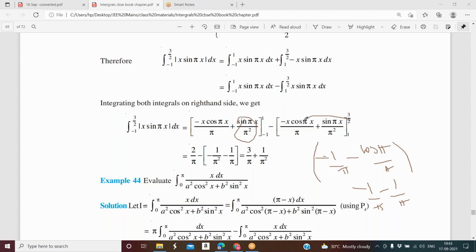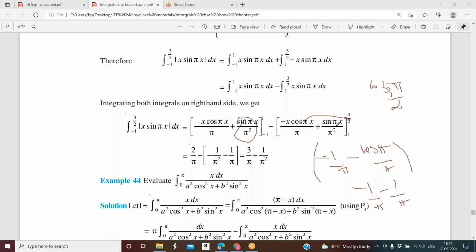Now come to this. If you substitute the upper limit, then you will get cos pi x. X is 3 by 2, right? 3 by 2. That is cos 270 degree. 3 pi by 2 means 270. So cos 270 value is 0. But sin 270 degree is minus 1. So this becomes 0 in the upper limit. And in the lower limit, this is minus 1.